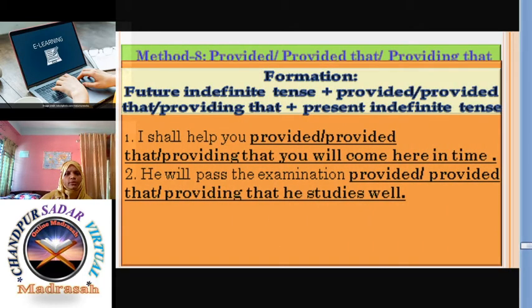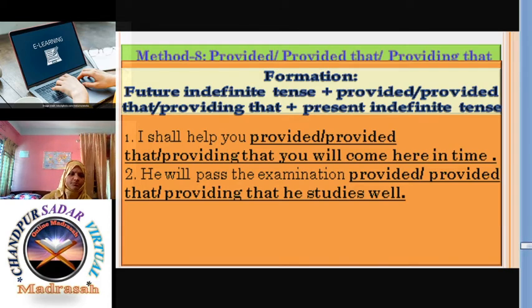So here provided that, providing that. What is the formation? Future indefinite tense, provided, providing, then present indefinite tense. I shall help you, provided or providing that you will come here in time. So this is the incomplete part, you have to complete in this way. I shall help you, provided you will come here in time, or you will help me, or you will give me some money, or you will accompany me.